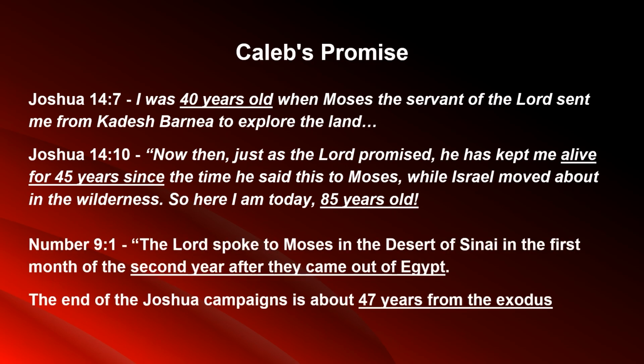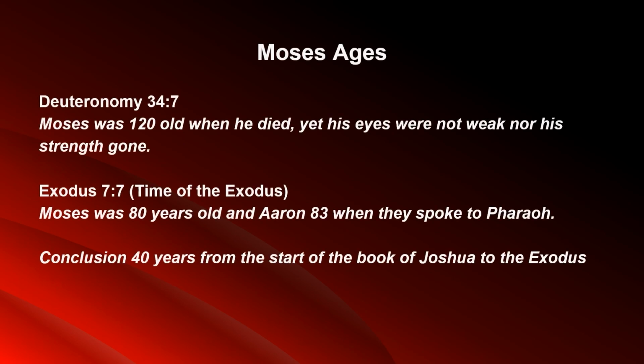We also can look back at Numbers 9:1 and find out that they spent 2 years in the Sinai desert prior to going to Kadesh Barnea. That gives us a total of 47 years from this conversation back to the Exodus. Another indicator that we can use is the age of Moses. Moses was 120 when he died, and shortly after, Joshua took the people into the Promised Land. We know that at the time of Exodus, he was 80 years old, and Aaron was 83 when they spoke with Pharaoh. So we are not talking about round numbers here. In either case, we can conclude it's about 40 years from the start of the Joshua campaigns back to the time of the Exodus.